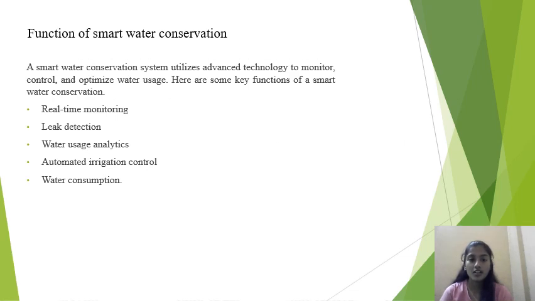Function of smart water conservation. A smart water conservation system utilizes advanced technology to monitor, control, and optimize water usage. Here are some key functions of a smart water conservation system: real-time monitoring, leak detection, water usage analytics, automated irrigation control, water consumption.